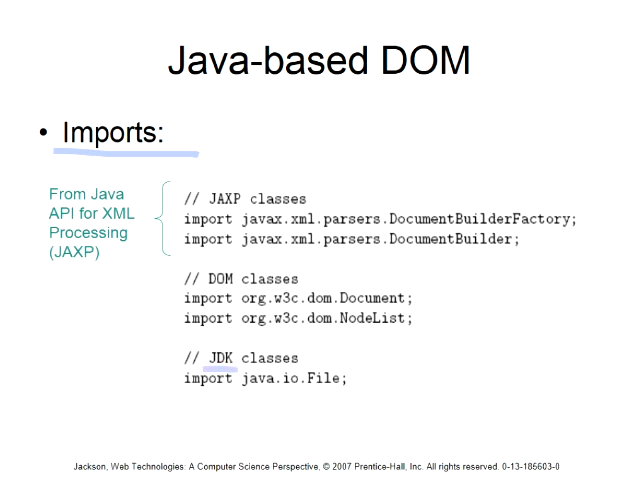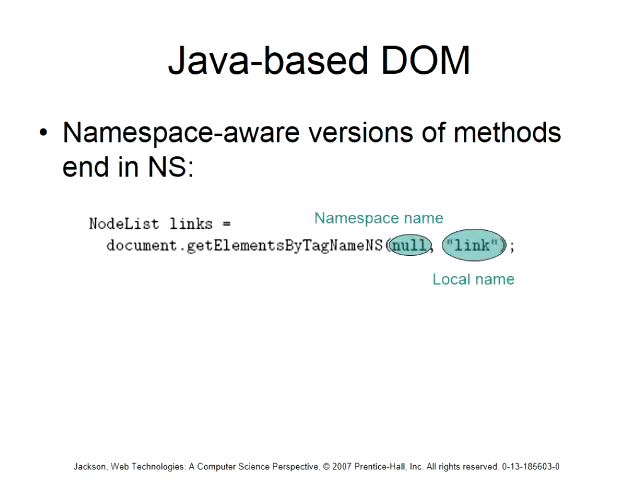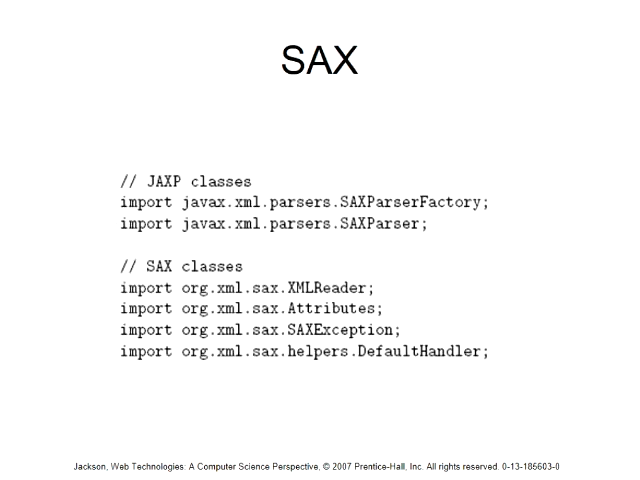So we must make some imports. For example, here imports from the java.io file, from DOM classes, from JAXP classes to create the parsers, etc. Also, if we use Java-based DOM, we can specify whether the namespace will be used or not, etc.